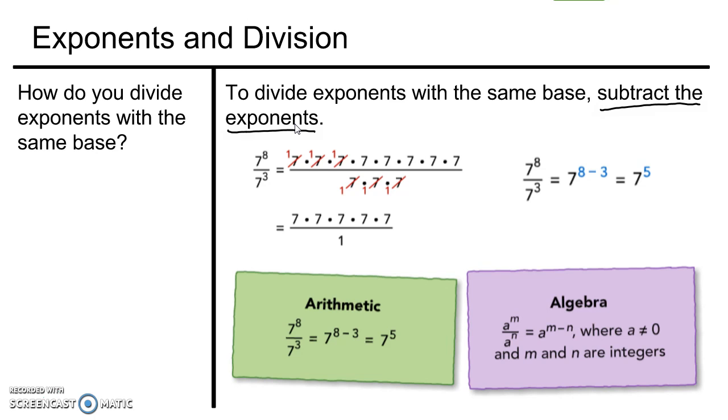So then we see this example here, 7 to the 8th power divided by 7 to the 3rd power. Remember, when we have a fraction, that means division. So again, do we have the same base on both of these numbers? The base here is 7, the base here is 7, so yes. Since it's division, I'm just going to subtract those exponents. So I'm going to do 8 minus 3. What is 8 minus 3? 5.